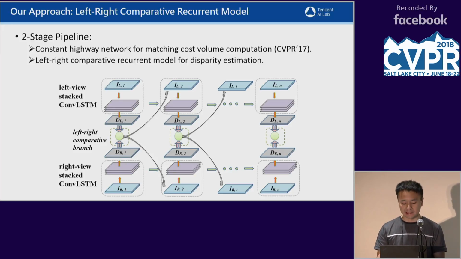Then in the disparity estimation stage, at each recurrent step, the LRCR model will take the matching cost and the learned attention map from the last step simultaneously as input, then predict the disparity of both views with the stacked convolutional LSTM. Then the attention map at the current step can be generated by the left-right comparative branch, which receives both the predicted left and right disparity maps as input. So in this recurrent predict, compare, predict procedure, the disparity maps of both views can be progressively updated and become increasingly similar and accurate.